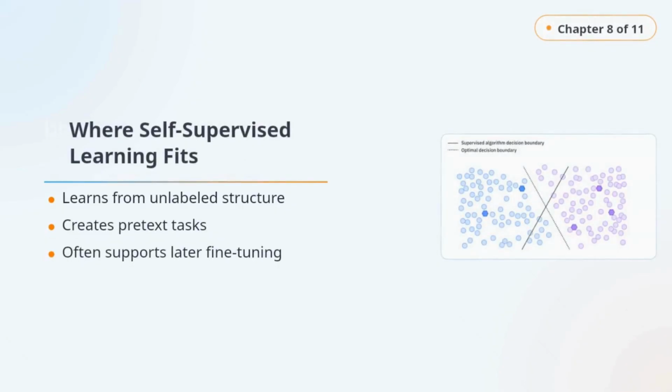Self-supervised learning is closely related, but not identical. It creates learning tasks from the structure of unlabeled data itself, instead of using human-provided labels. These pretext tasks help the model learn useful representations. Later, a small labeled dataset can be used for supervised fine-tuning. So self-supervised learning often becomes part of a broader semi-supervised pipeline.